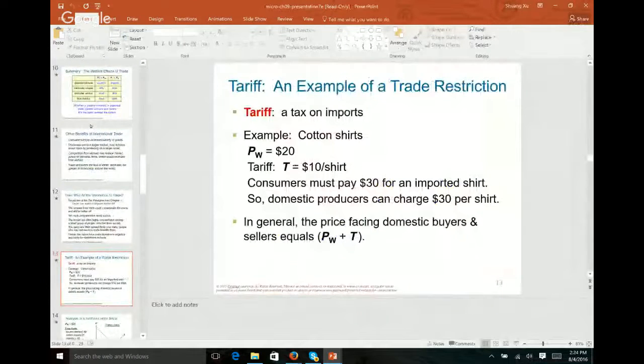On import, now tariff. Know what a tariff is. A tariff is a tax on imports. Now we don't have that much tariff in this country. It's not very evident. But if you go to, let's say, China, it does have a very high tariff system.